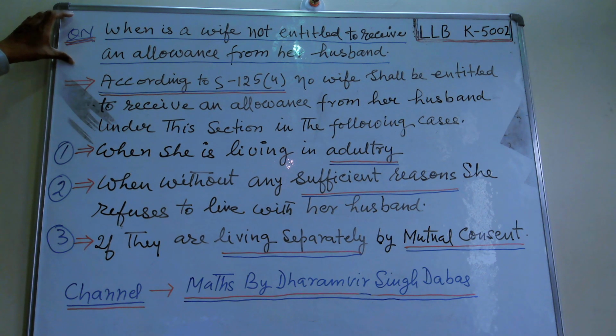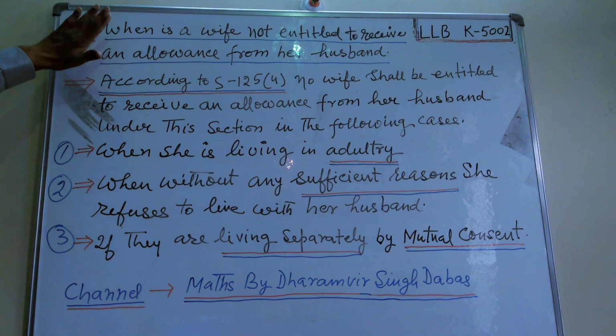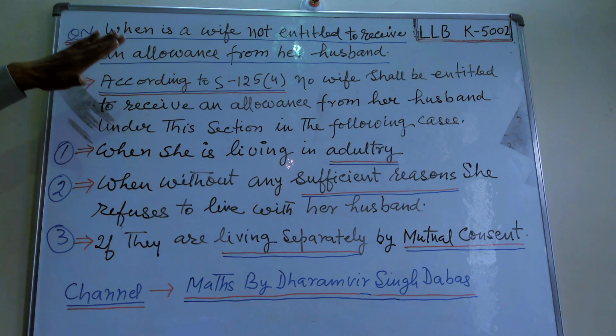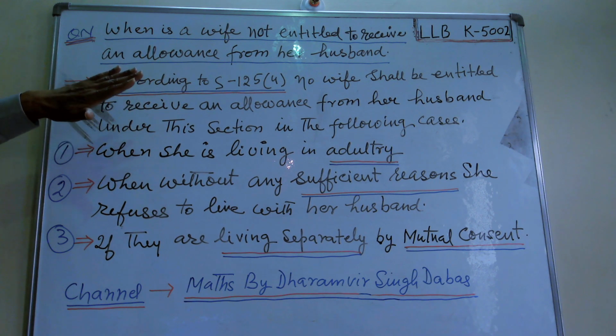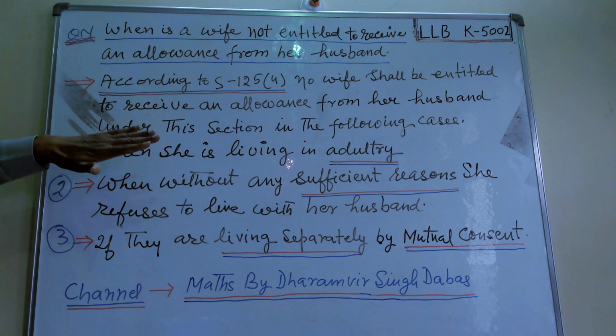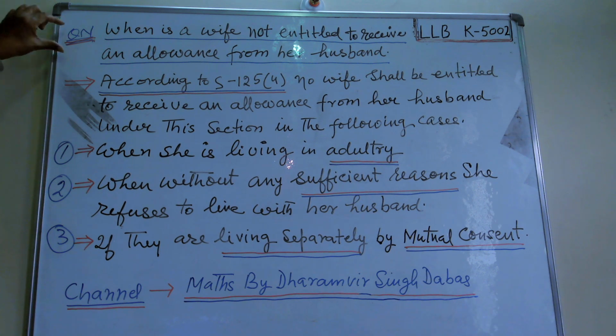This is the last part of this question, and this is the most important part, because in this whole question and in the previous question we have discussed maintenance, how she can get the maintenance from her husband with the help of the court. But this last part is about when she is unable to get maintenance. What are those reasons? These are the three reasons. So, my dear friends, I think the question is very simple and clear.